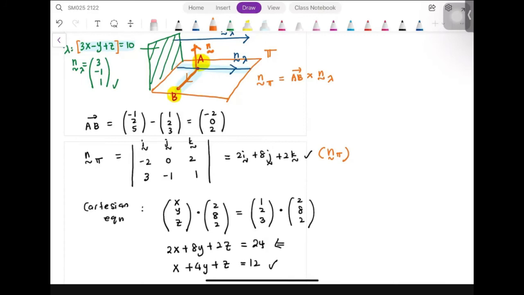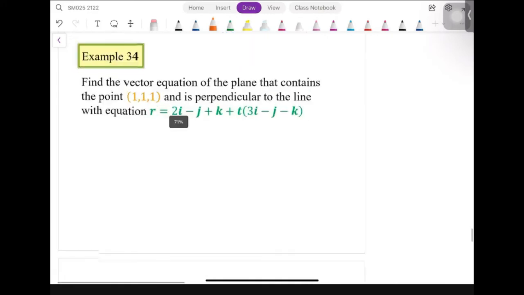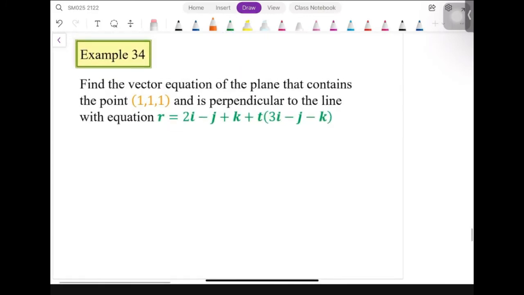Saya pergi situation seterusnya. Example 34. Right. So, find the vector equation of a plane. Yang ni dia minta vector equation. Contain the point. Nampak point awak dah tahu. Automatic. This would be our A. And perpendicular to the line with the equation. Dia bagi vector equation of a line. And that line is perpendicular to the plane.